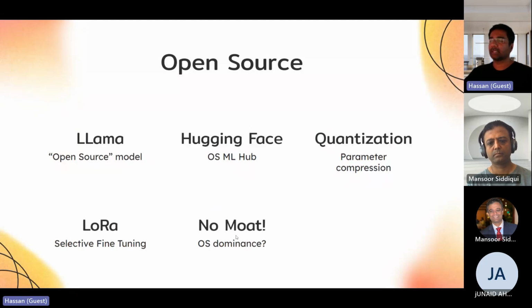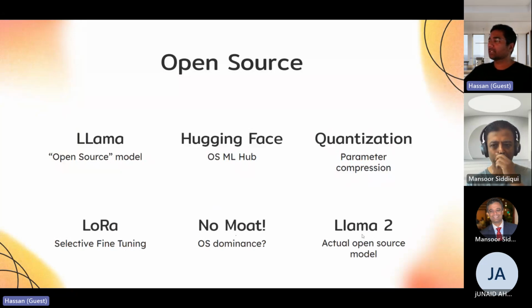An interesting statement came out of Google a few months ago, that they don't have a moat. This is still being decided right now. Is open source going to take over, or are these large companies going to keep on dominating this area? Time will tell. We can't make any judgment on that right now. And just a few weeks ago, Facebook officially released Llama 2, their actual open source model. This is not something that has been leaked. You can legally use this to build commercial applications, and their terms and conditions allow for that.